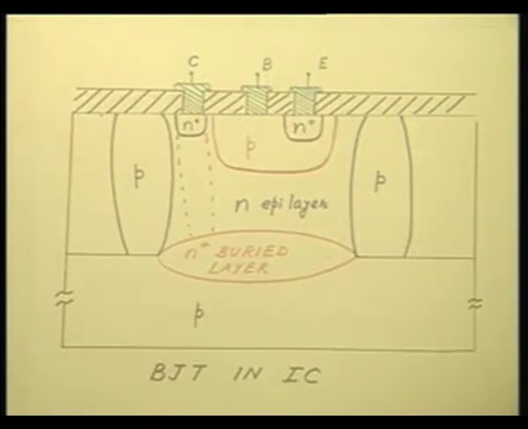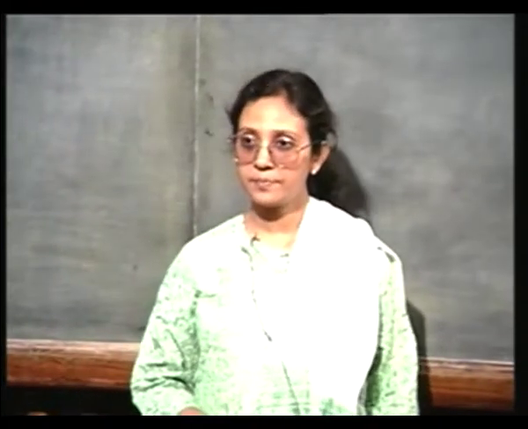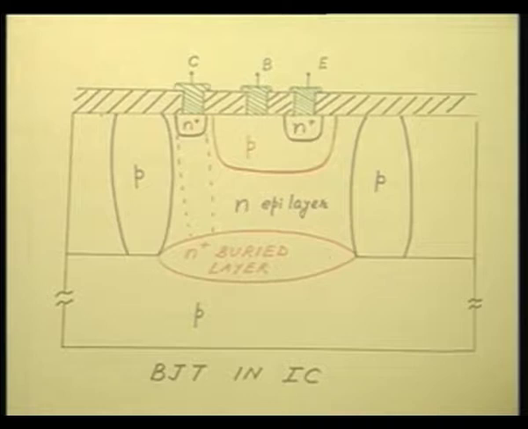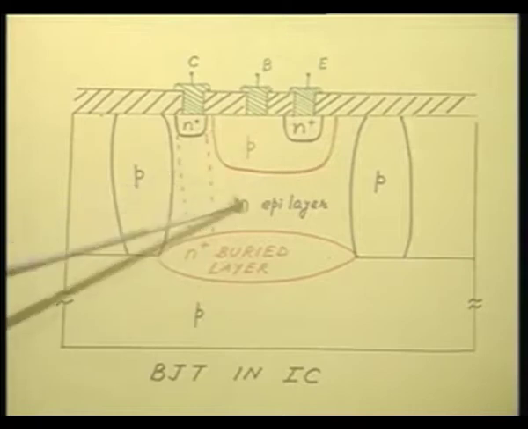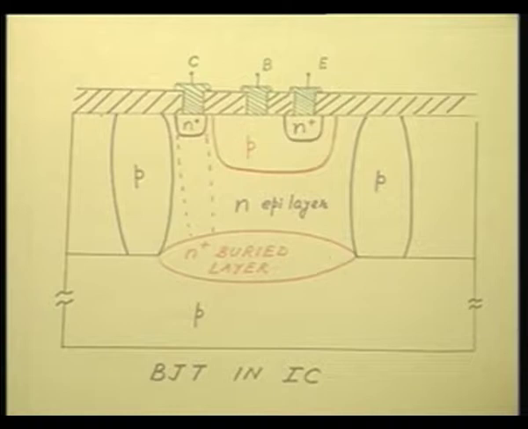Okay. So, this N plus buried layer is used in order to lower the collector resistance. After the buried layer formation, of course, you go to the N epitaxial layer and then in order to isolate this particular transistor from all adjacent devices, we must have a deep P diffusion going all the way down to the P type substrate, so that this particular transistor is isolated from the adjacent regions where other transistors are housed.